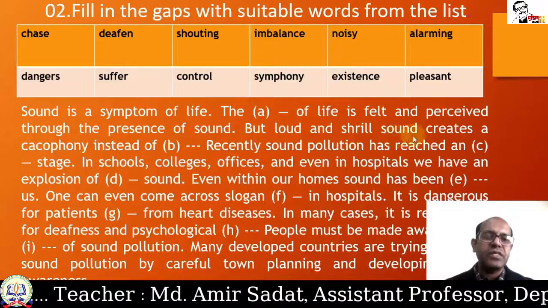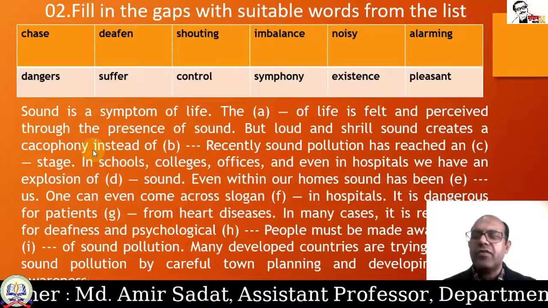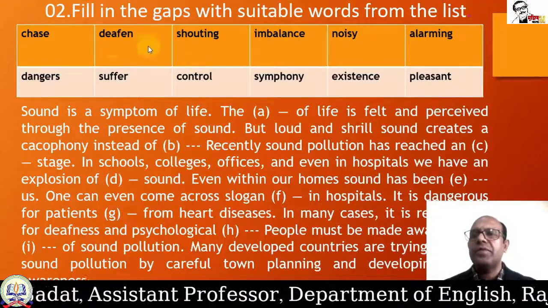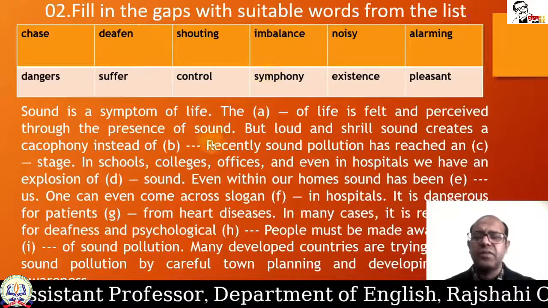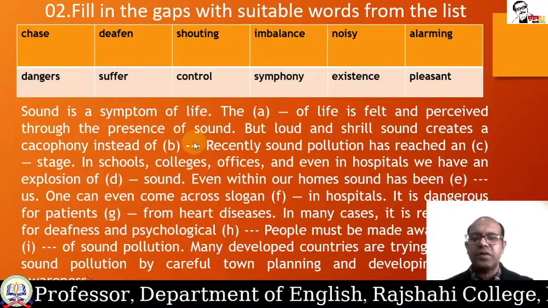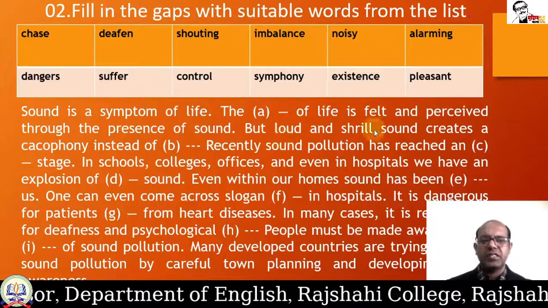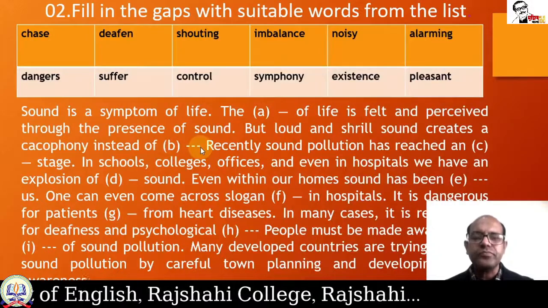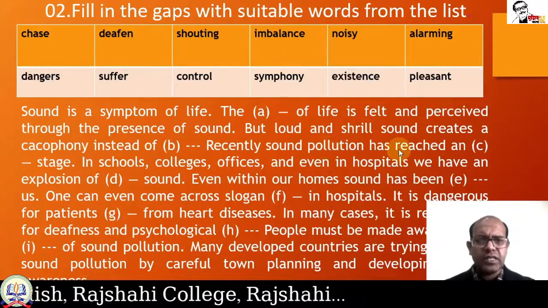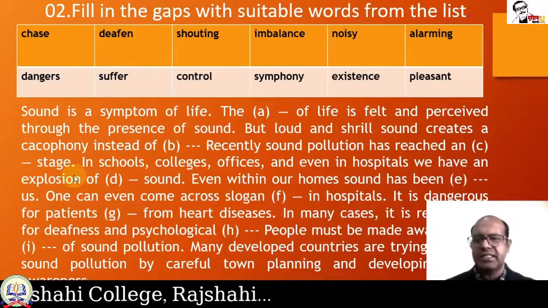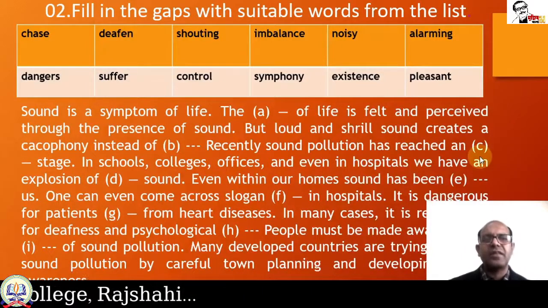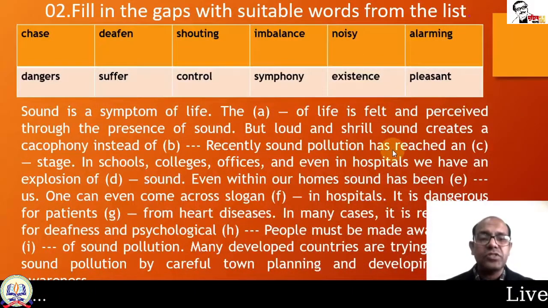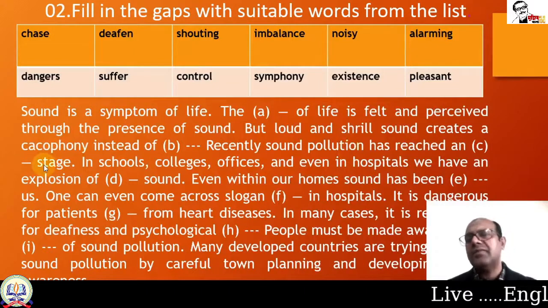But loud and shrill sound creates a cacophony instead of dash. So which will be the correct answer for gap B? You have to choose from this option. I think symphony is the correct answer. But loud and shrill sound creates a cacophony instead of symphony. Recently, sound pollution has reached an dash stage. So which will be the correct answer for gap C? I think alarming is the correct answer. Recently, sound pollution has reached an alarming stage.